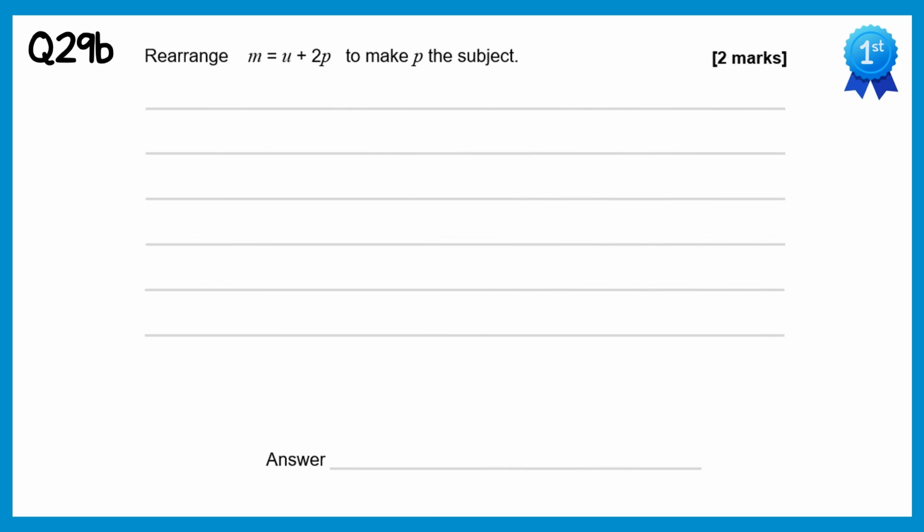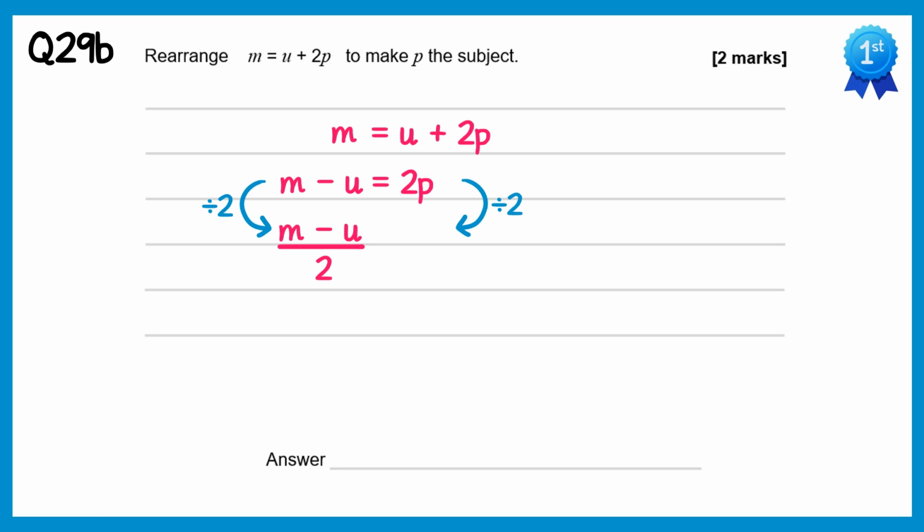For part B of this question, we need to rearrange it to make p the subject. So we've got m equals u plus 2p. On the side with p, I can see we've got a u and a 2. I'm going to deal with the u first, so we subtract u from both sides. If you subtract u from the left, you get m take away u, and if you subtract it on the right, you're just left with 2p. You can now divide both sides by 2. On the left, that's m take away u divided by 2, and on the right, 2p divided by 2 is p. So you end up with the formula p equals m take away u over 2.